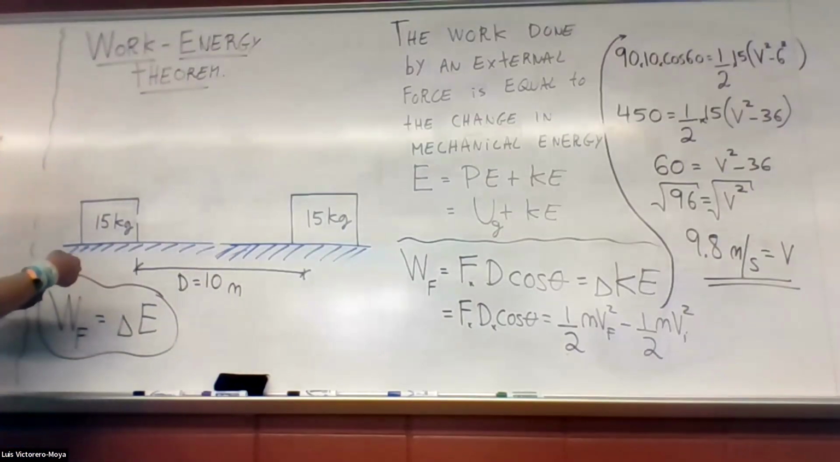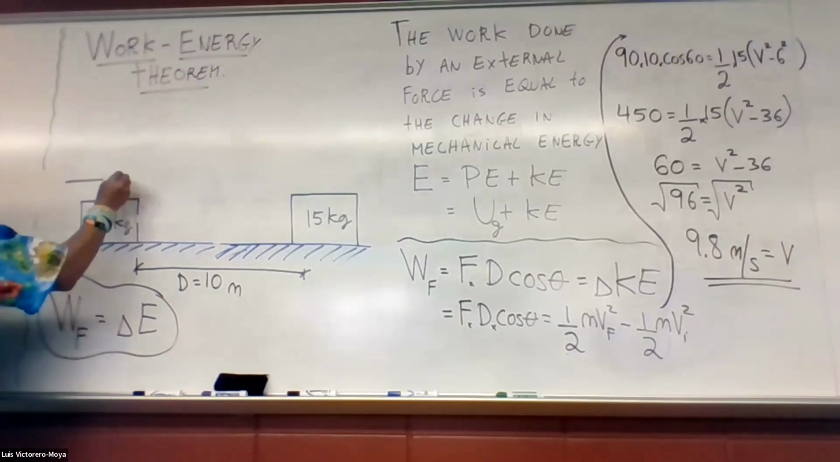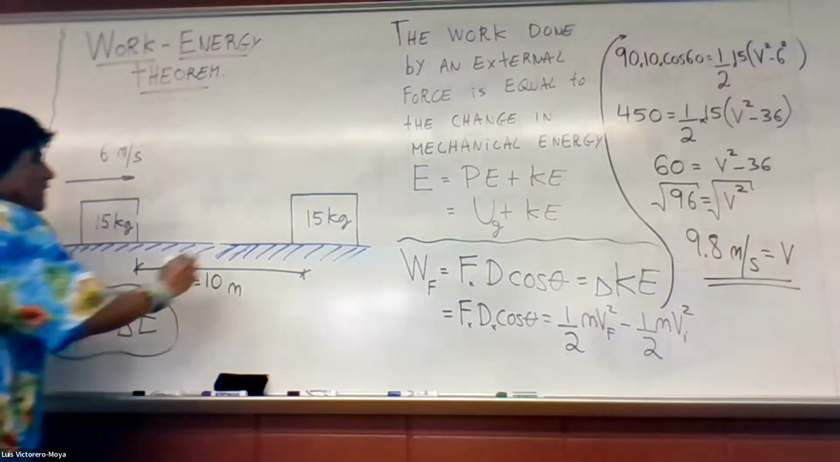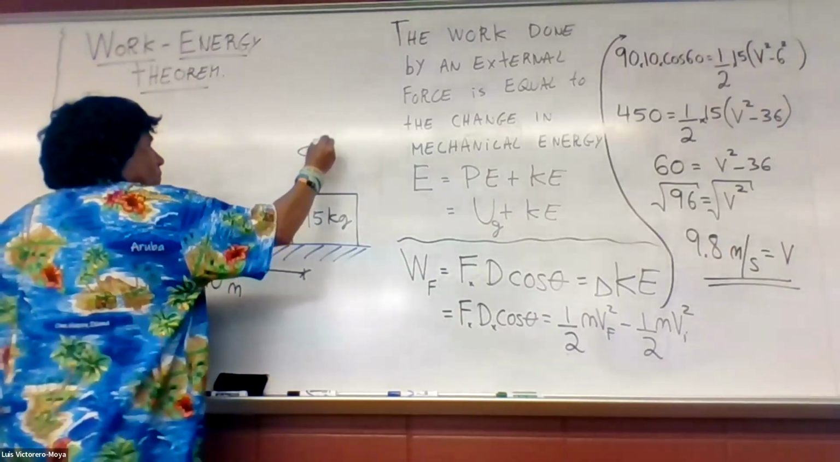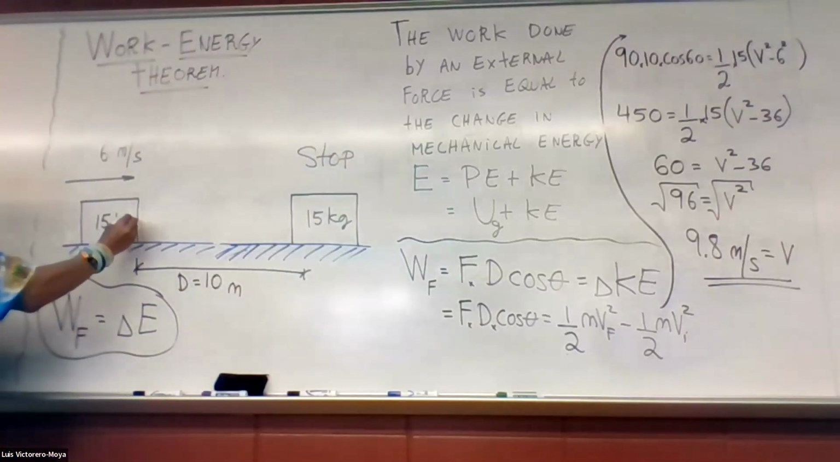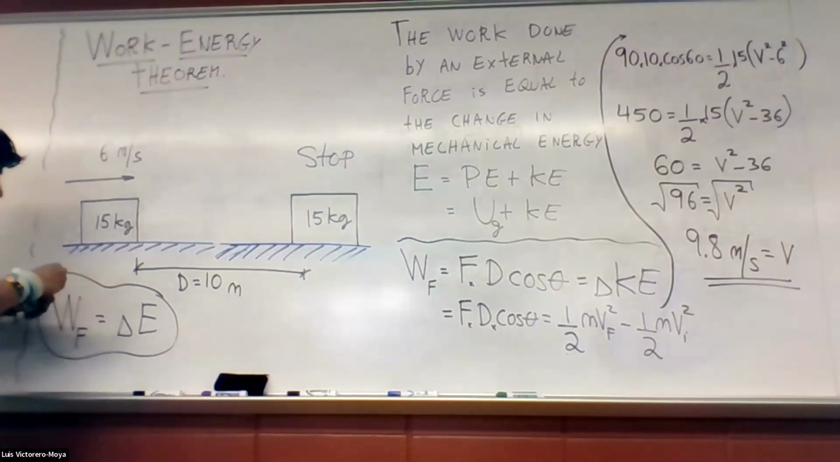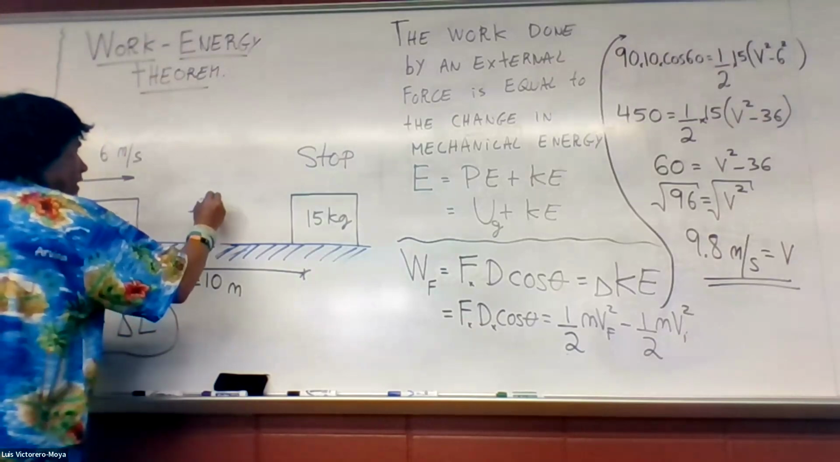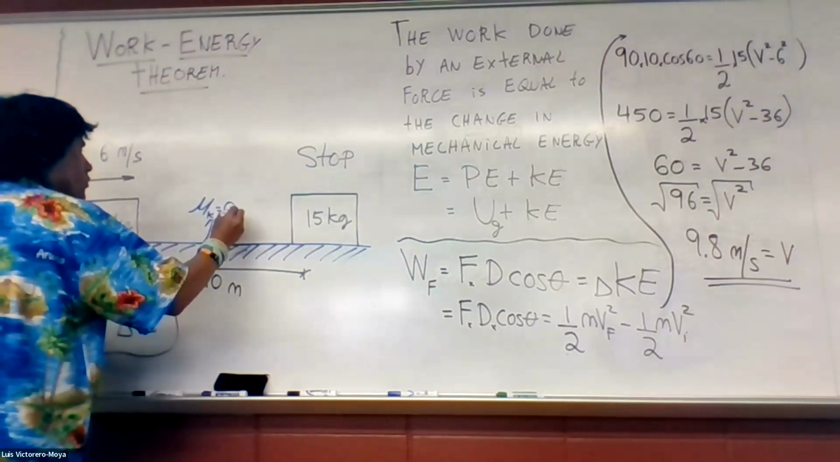Again, 10 meters, but let's start at 6 meters per second. And then it's going to stop. So it's like it's traveling, and then it's going to stop because there is friction. There is a mu k of 0.25.